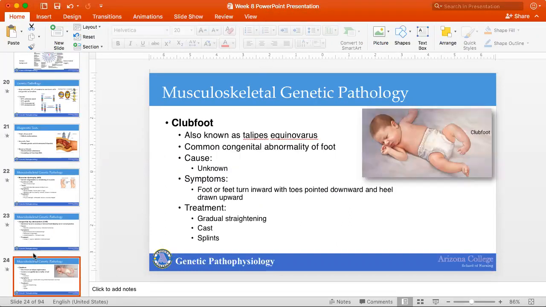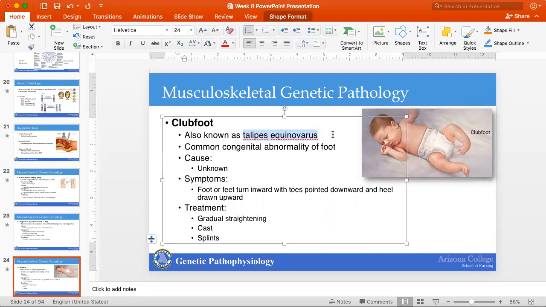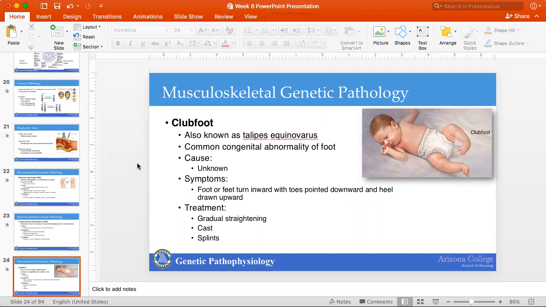Clubfoot, also known as talipes equinovarus. It's this clubbing of the foot, almost a complete turning in of the ankle. Common congenital abnormality of the foot. This is very common. Cause is unknown, but it could just be positioning within the uterus, the way that it's pushed up against the wall of the uterus. And so it develops this classic club sign.